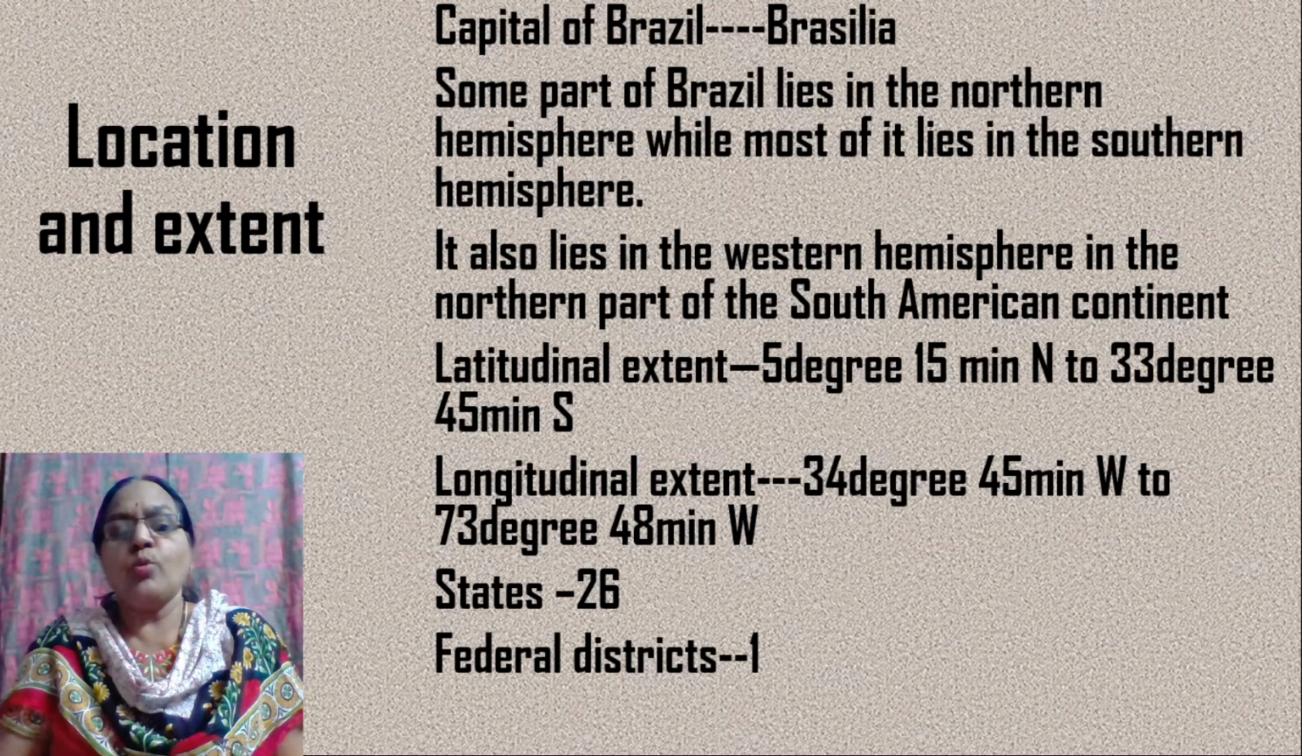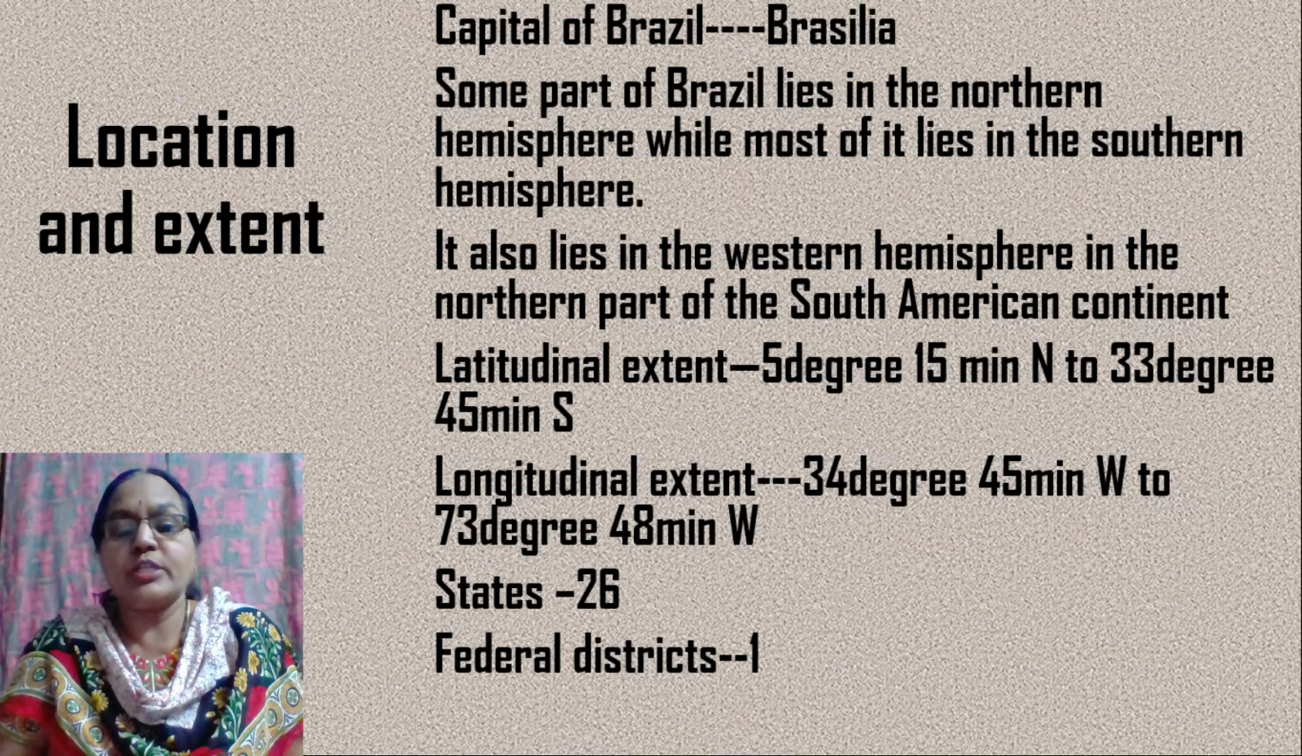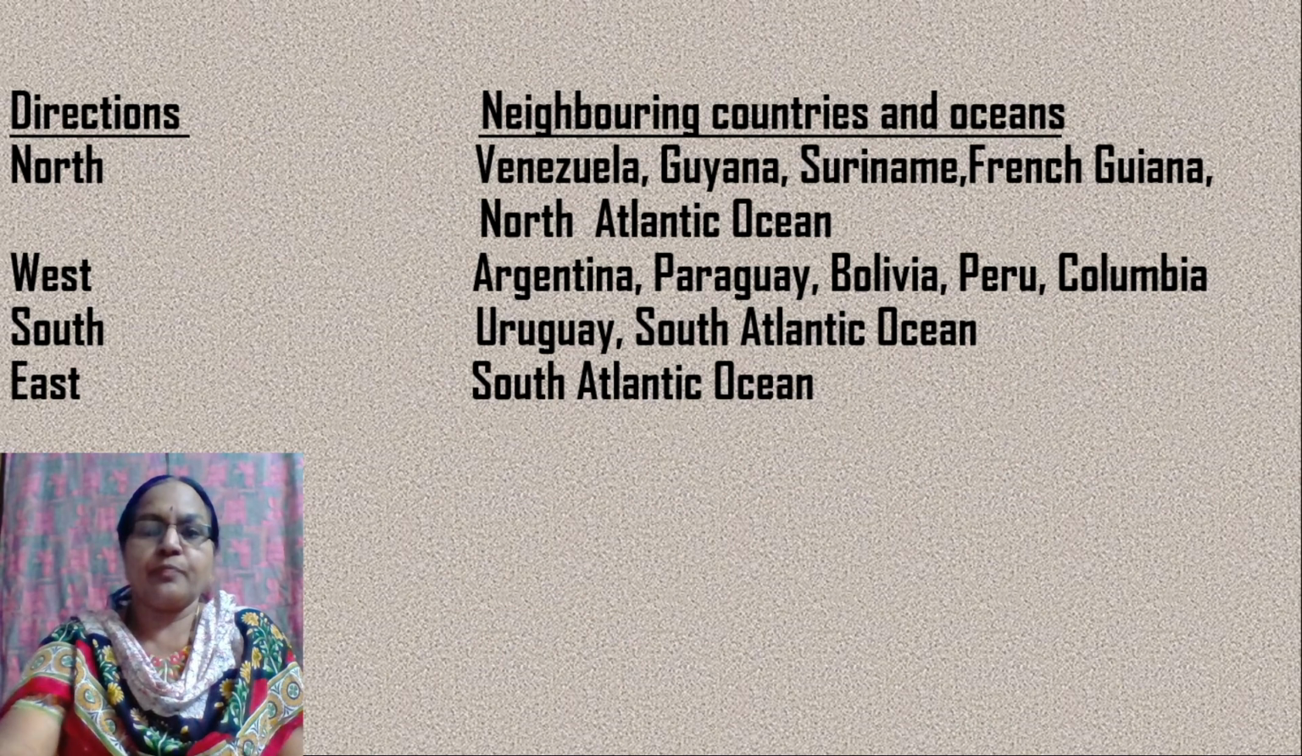Now let's come over to the latitudinal extent of Brazil. It lies from 5 degree 15 minutes north to 33 degree 45 minutes south, and its longitudinal extent is 34 degree 45 minutes west to 73 degree 48 minutes west. Number of states in Brazil is 26, and there is one federal district.